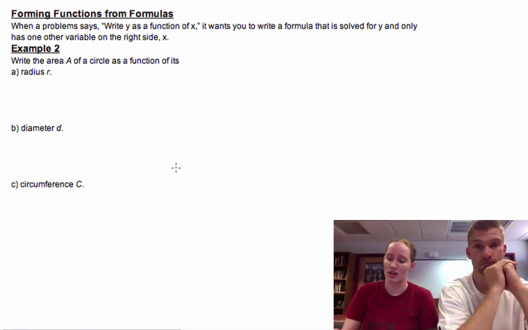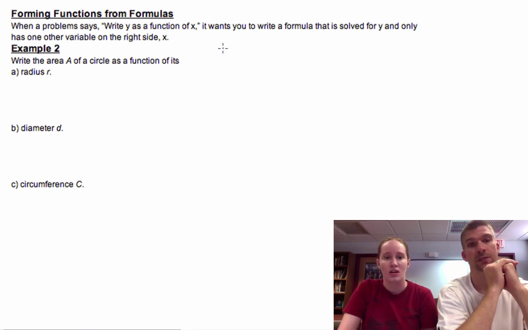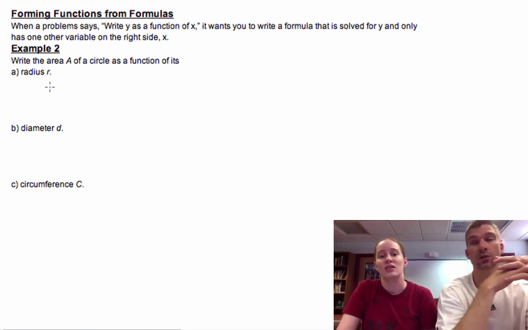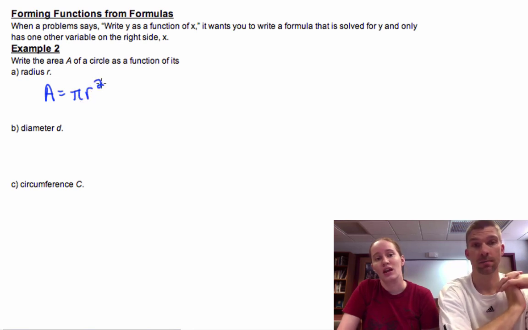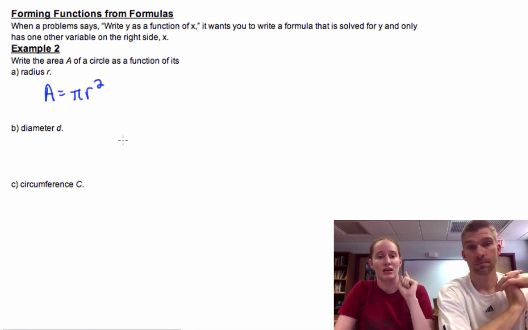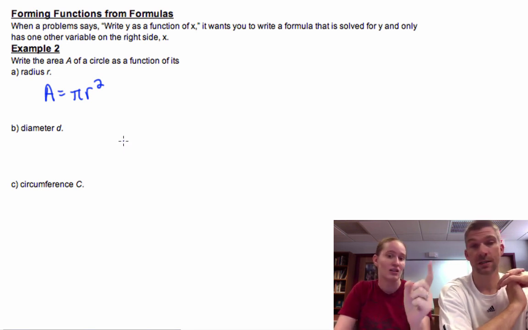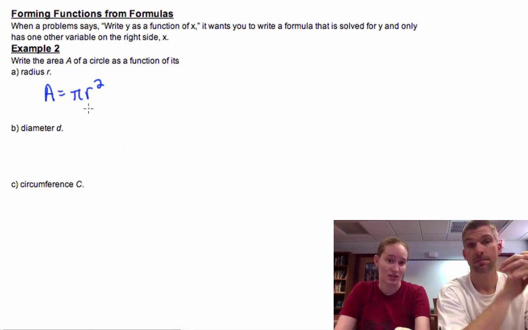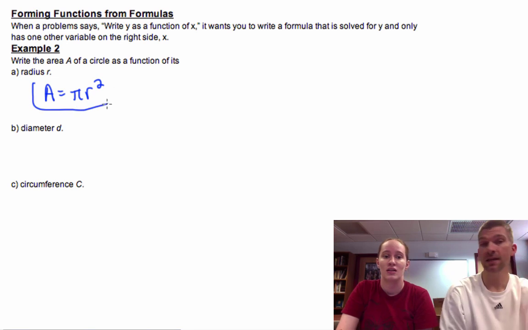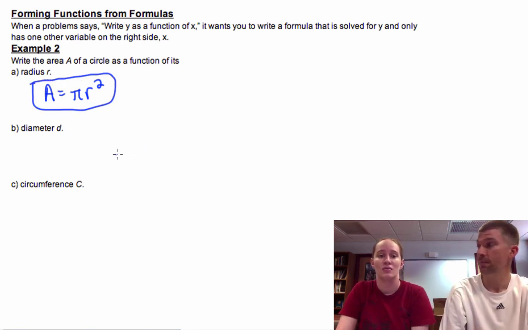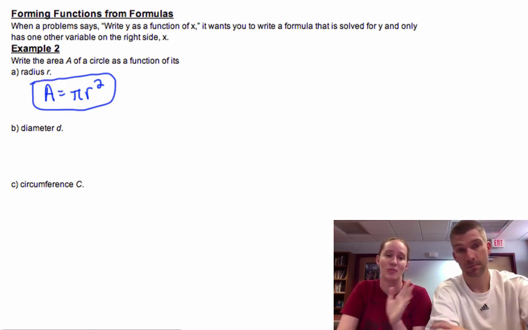Right. So on example 2, we're going to work with the area of a circle, which is pi r squared. A equals pi r squared. That's the area of a circle right there. And we're writing area as a function of its radius, which is A as a function of r, which we actually have. Because pi is a number, not a variable. That is correct. And you'll forget that later this year, and I don't know why, but you will. But just remember, pi is a number.